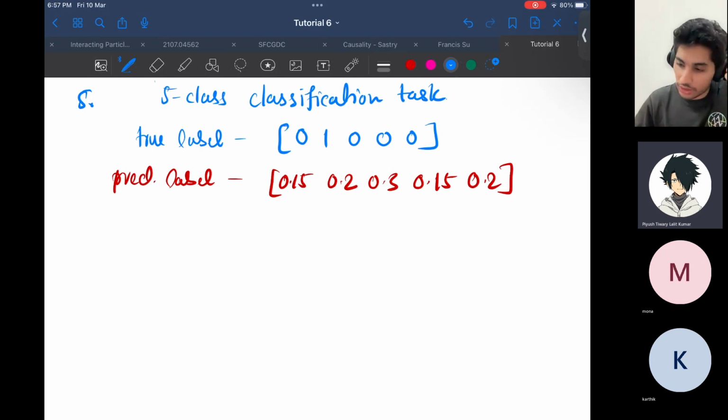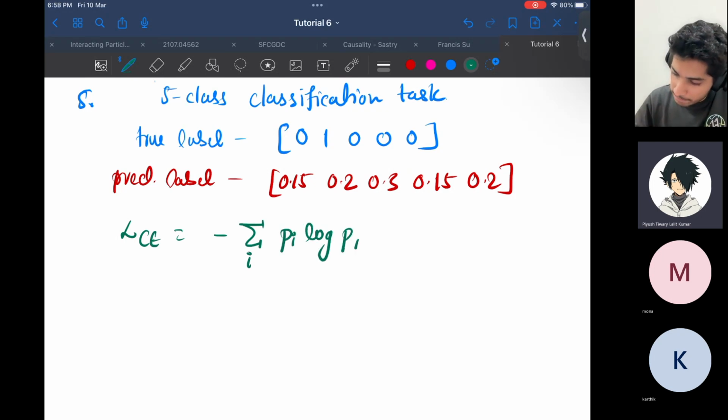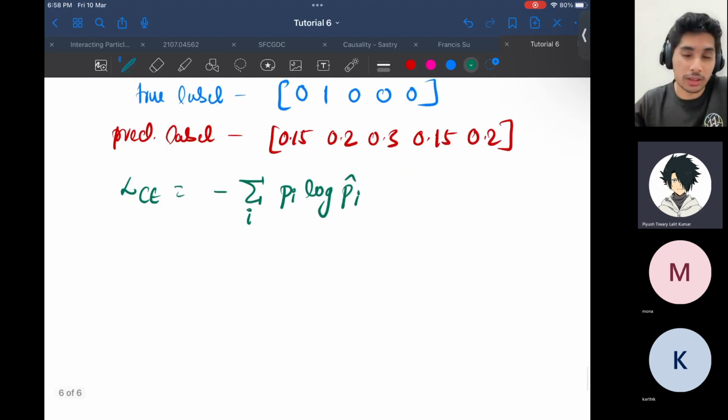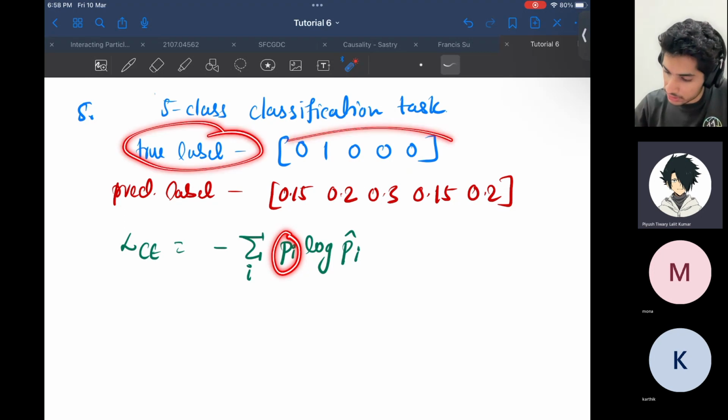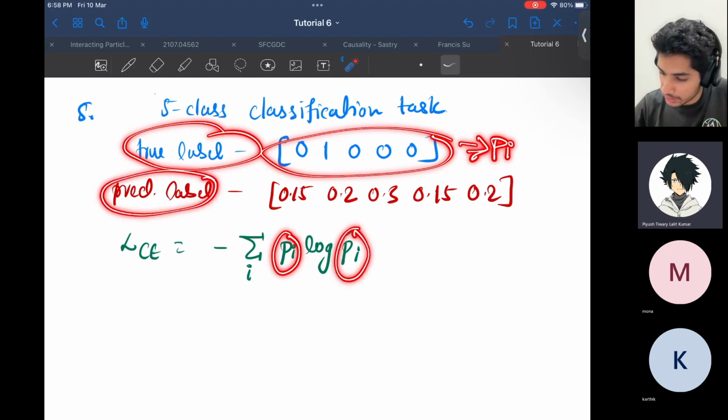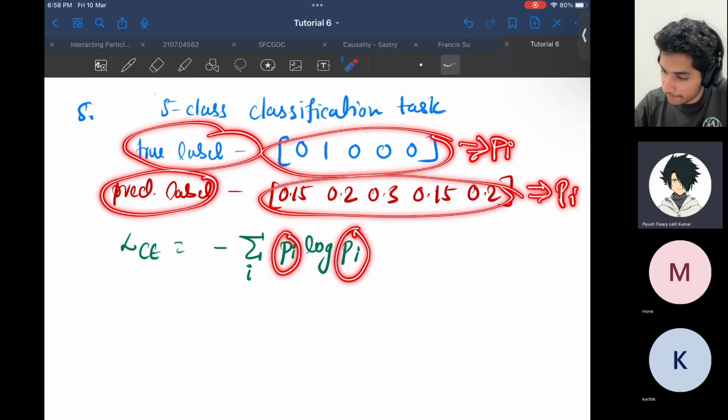So for this, what we need to know is the expression for the cross entropy. What was it? That was something like this: negative summation of p_i log of p_i hat. Okay, this was the expression for cross entropy. I hope you remember this. Where p_i are the true labels, and p_i hat are the predicted labels.